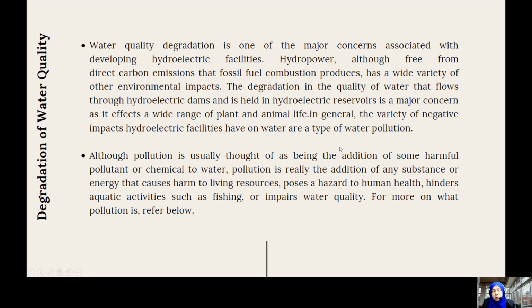In general, the variety of negative impacts that hydroelectric facilities have on water are a type of water pollution. Although pollution is usually thought of as the addition of some harmful pollutant or chemical to the water, pollution is really the addition of a substance or energy that causes harm to living resources.